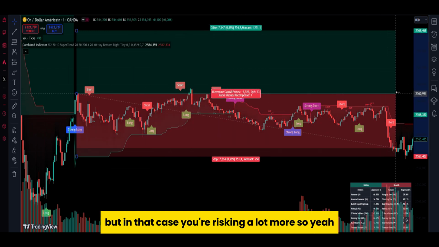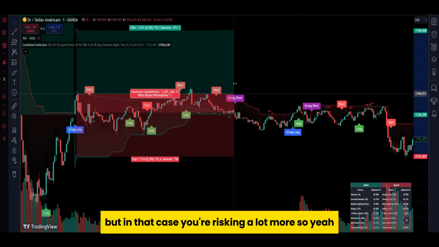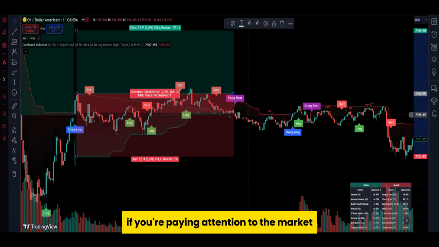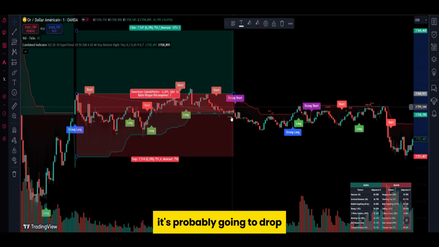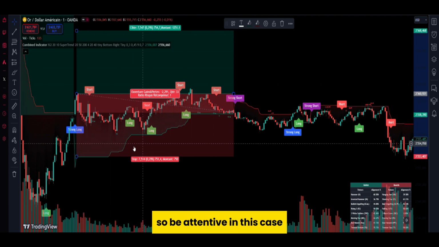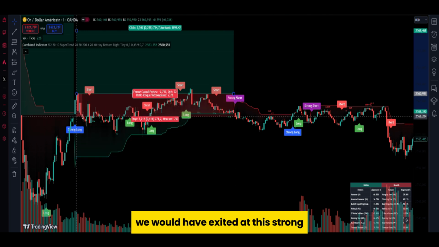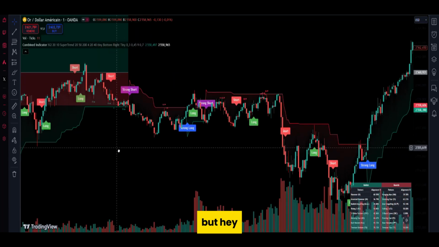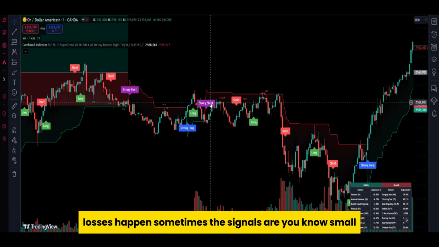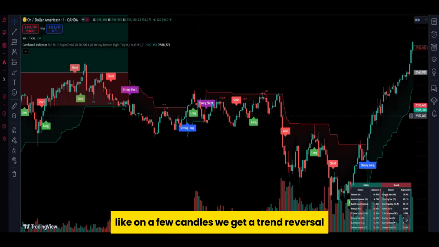But in that case, you're risking a lot more. So yeah, if you're paying attention to the market, really recommend exiting as soon as you spot a trend reversal. Don't wait. You know it's probably going to drop, so be attentive. In this case, we would have exited at this strong short signal and taken a small loss. But hey, losses happen. Sometimes the signals are small, like on a few candles.